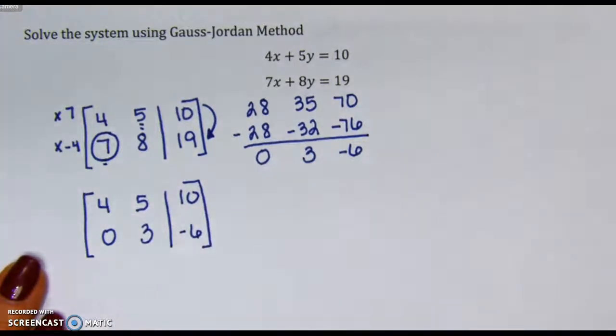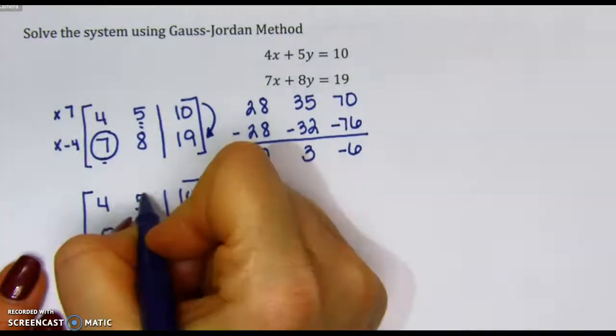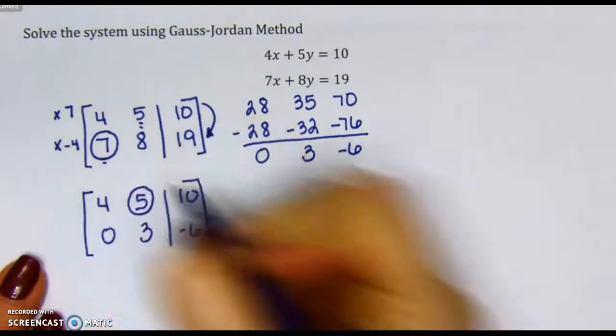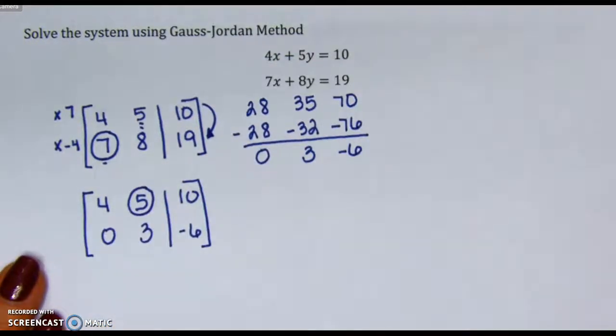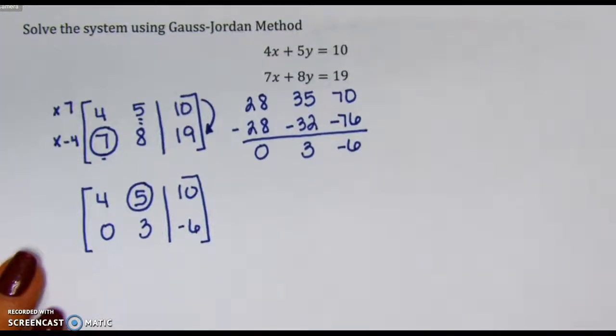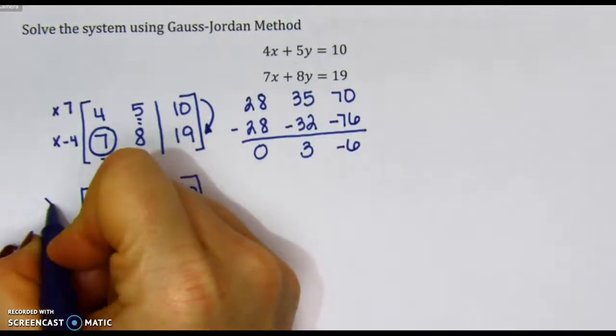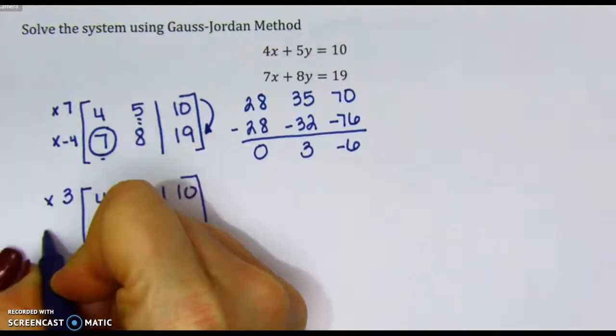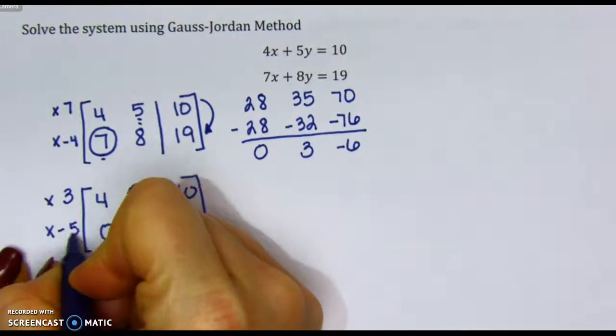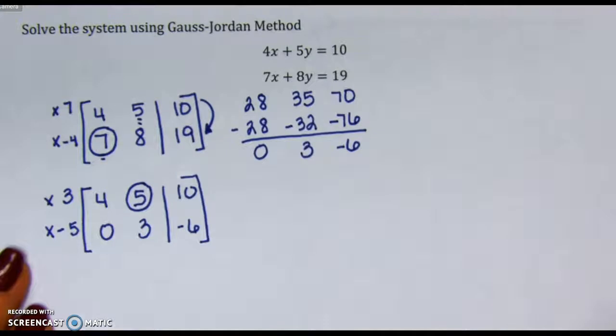My next goal is to obtain this 5 to become a 0. And then I'll work on getting my diagonals into 1 values. So when I look at 5 and 3, I see their smallest multiple is 15, but one of them is going to have to be a negative, and it doesn't matter which one. So I'm going to multiply my top by 3 and my bottom by -5.